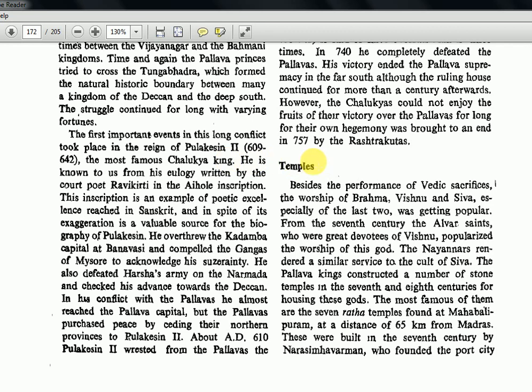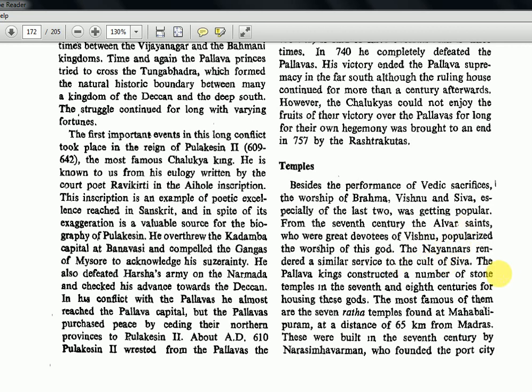Now temples. Besides the performance of Vedic sacrifices, the worship of Brahma, Vishnu and Shiva, especially of the last two, was getting popular. From the 7th century, the Alvar saints, who were great devotees of Vishnu, popularized the worship of the god. The Nayanars rendered a similar service to the cult of Shiva. So these Alvars and Nayanars, that is the Vishnu and Shiva worship, was what was triumphing.